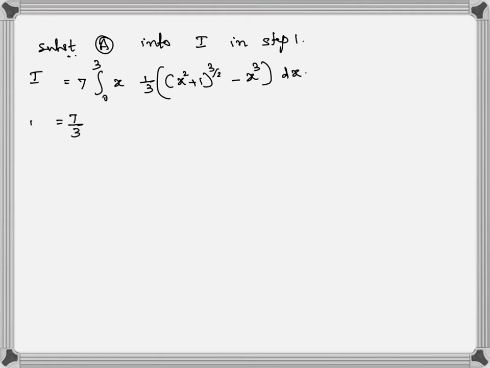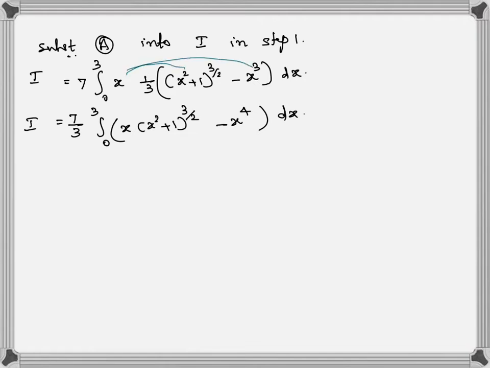The 1/3 can be taken out, so it is 7 over 3, integral 0 to 3, x times, now you distribute the x for both the terms, x times (x squared plus 1) to the power 3 by 2 minus x to the power 4 dx. For all of this, 7 over 3 lies outside this integral.